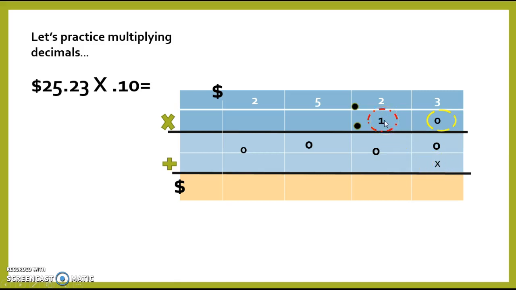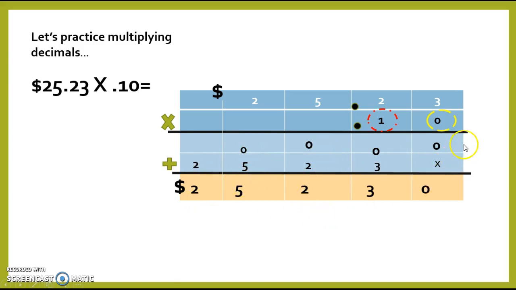Now the 1 gets a turn. 1 times 3, and my answer goes right here. 1 times 2, answer goes over here. 1 times 5, answer here. And 1 times 2, my answer will land all the way out here. The next step in my process is to add going down. 0 plus nothing, 0 plus 3, 0 plus 2, 0 plus 5, and 2.